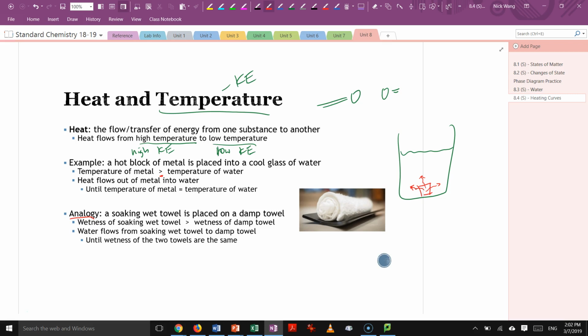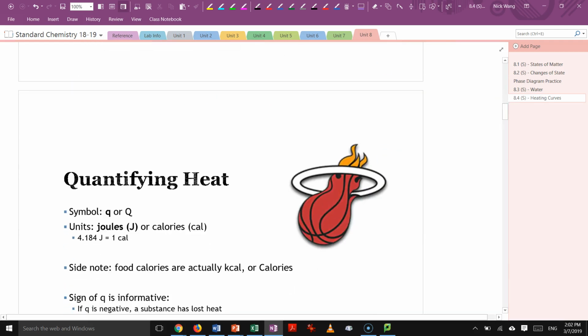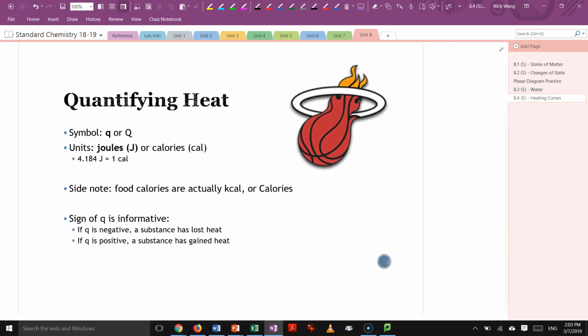You can look at the analogy underneath it, talking about moisture and water when it comes to towels, having a damp one versus a wet one, as a casual, loose analogy to heat and temperature. Now, how can we quantify heat? There's a couple things we need to discuss here.